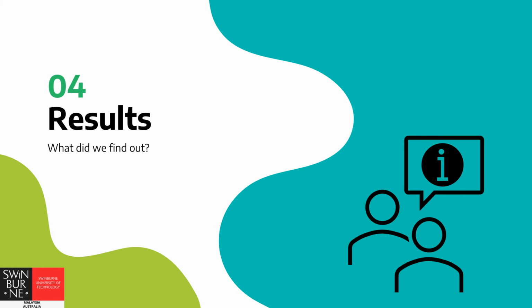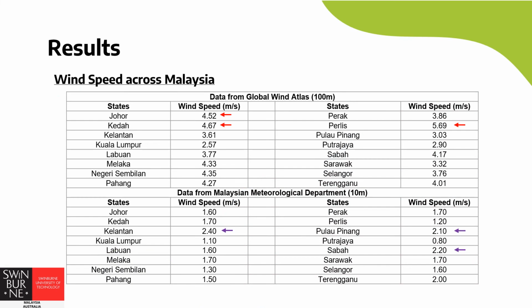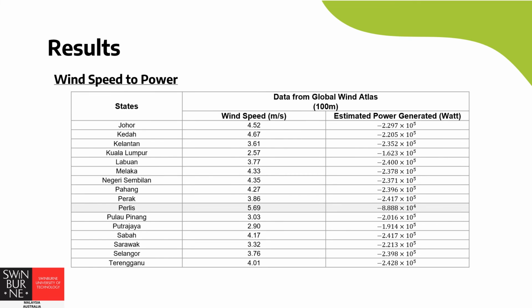So, what did we find out? Wind speed across Malaysia varies widely from two sources, even three if you consider the one I showed in the introduction. Two different sources with two altitudes showed 6 potential places with the highest speed, Perlis and Kelantan at 100 meters and 10 meters respectively. However, putting these numbers into simulation, we can see that indeed Perlis has the highest power generation. Why negative? I'll go into that later.